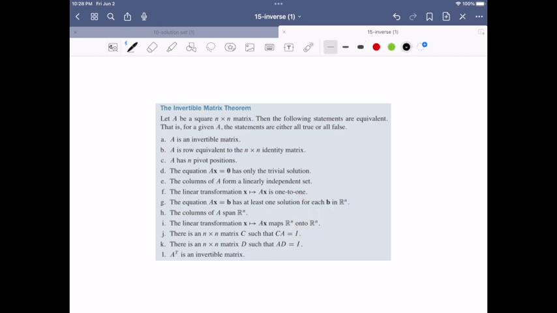So we can deduce from this invertible matrix theorem that if A is not invertible, or a singular matrix, then the linear transformation given by A is not one to one and is not onto. You can reject both questions.